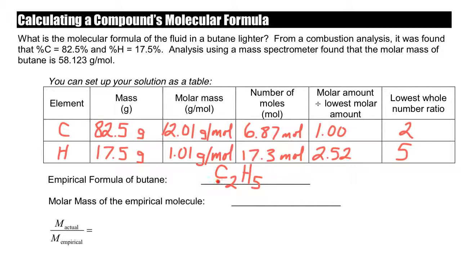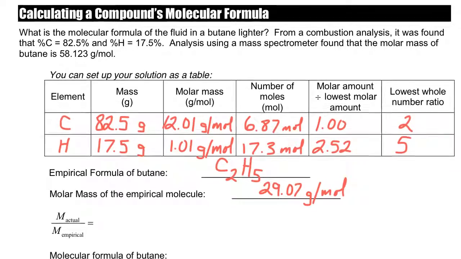If we had a molecule of C2H5, what would be its molar mass? Well, there would be 2 atoms of carbon and 5 atoms of hydrogen. So to get the molar mass of that compound, you would take the molar mass of carbon, multiply it by 2, and add the molar mass of hydrogen times 5. So I'm hopeful that you're able to calculate the molar mass of C2H5. It would be 29.07 grams per mole.